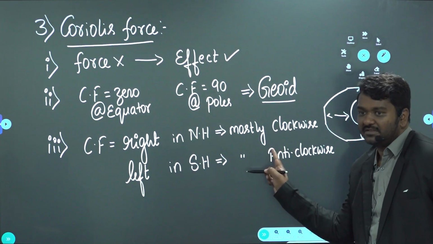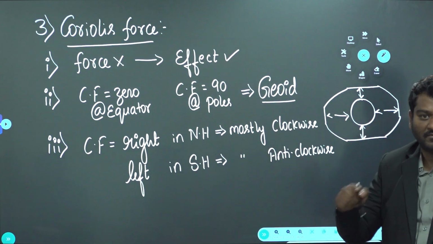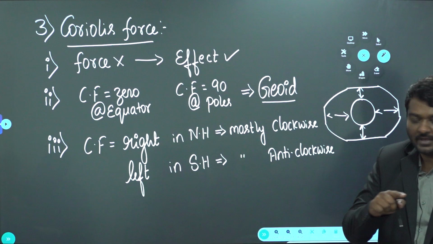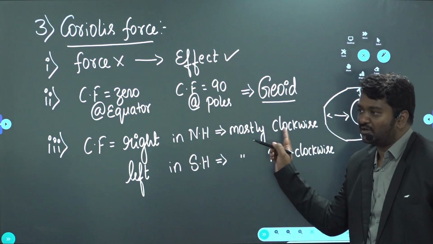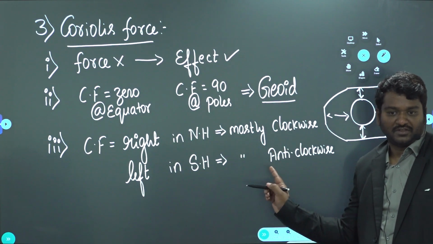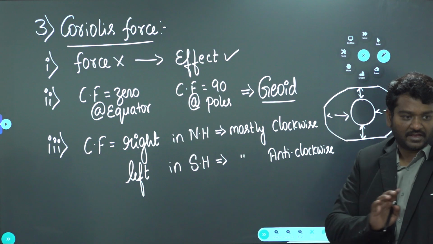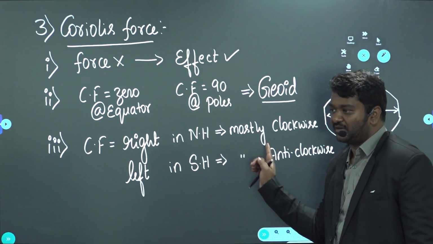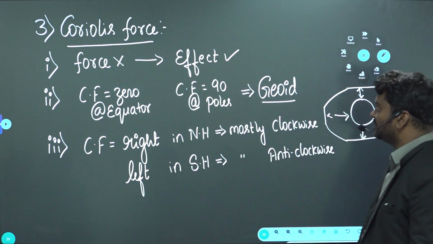Exception to this is cyclones. Within the cyclone, winds will be anti-clockwise in the northern hemisphere and clockwise in the southern hemisphere. Exception is cyclones. Rest all comes in this one.